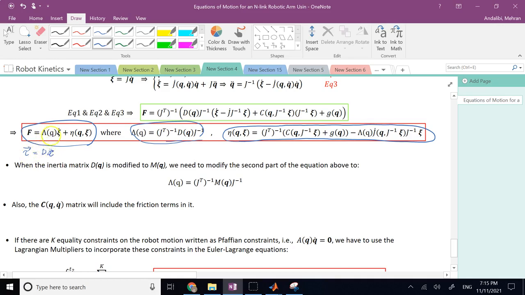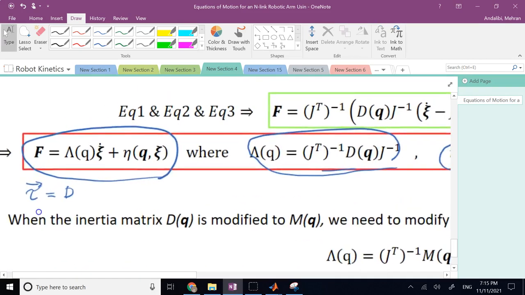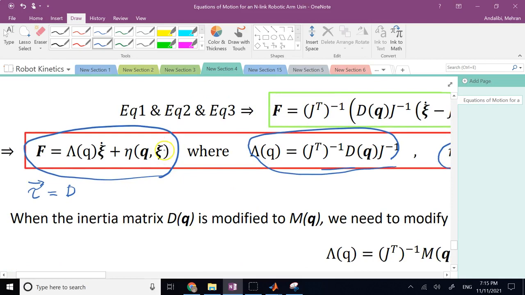So now it is also a matrix of Q, right? But instead of Q double dot, you have xi dot. Remember, xi dot has units of acceleration because xi is already velocity. So xi dot is acceleration. This corresponds to the relation that you had. Instead of tau, you have F. Instead of d Q of U, you have lambda of Q.